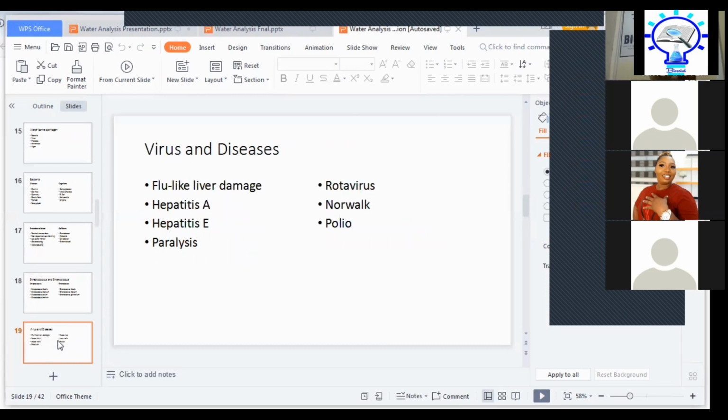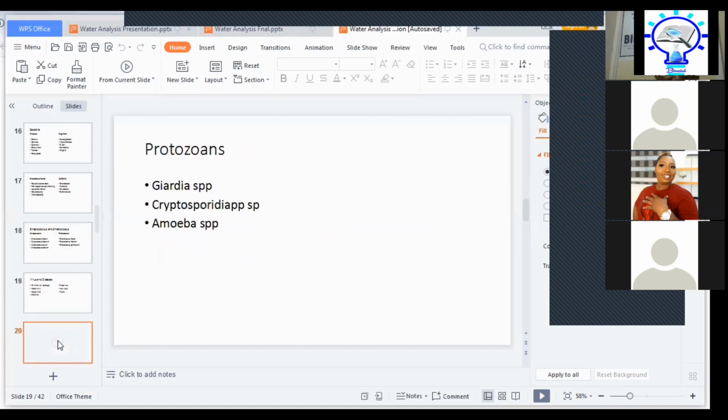Then we can have some viruses present in our water too. Water can carry all these viruses and diseases too. And they can give us hepatitis A, hepatitis E, and all whatnot. Then protozoans, we can have amoeba. We can have a Giardia species in the water. Okay, so we need to analyze our water very well before we drink it.